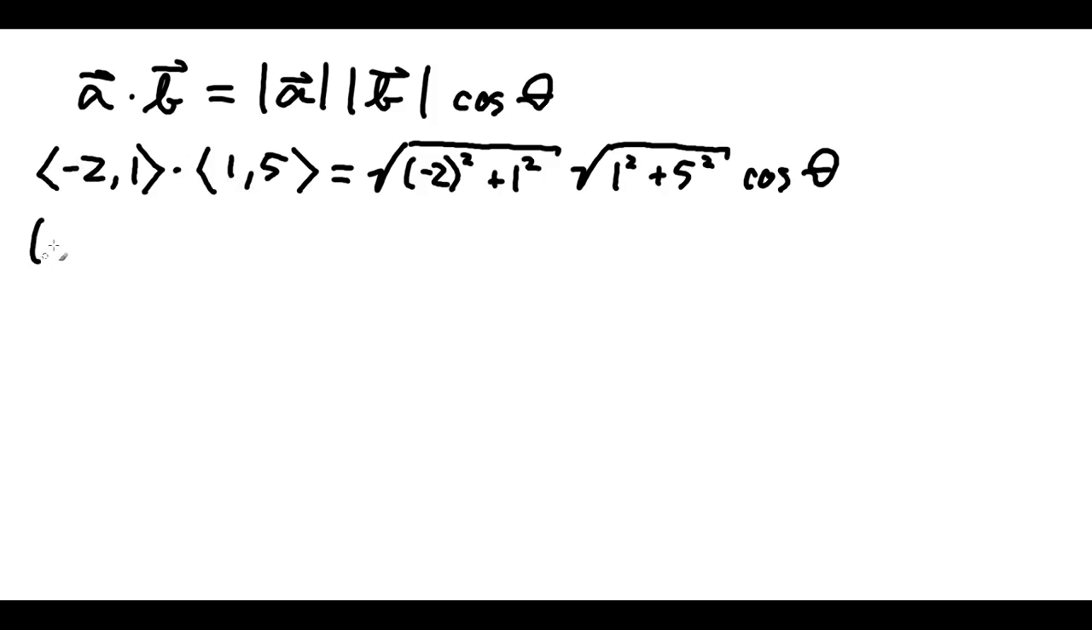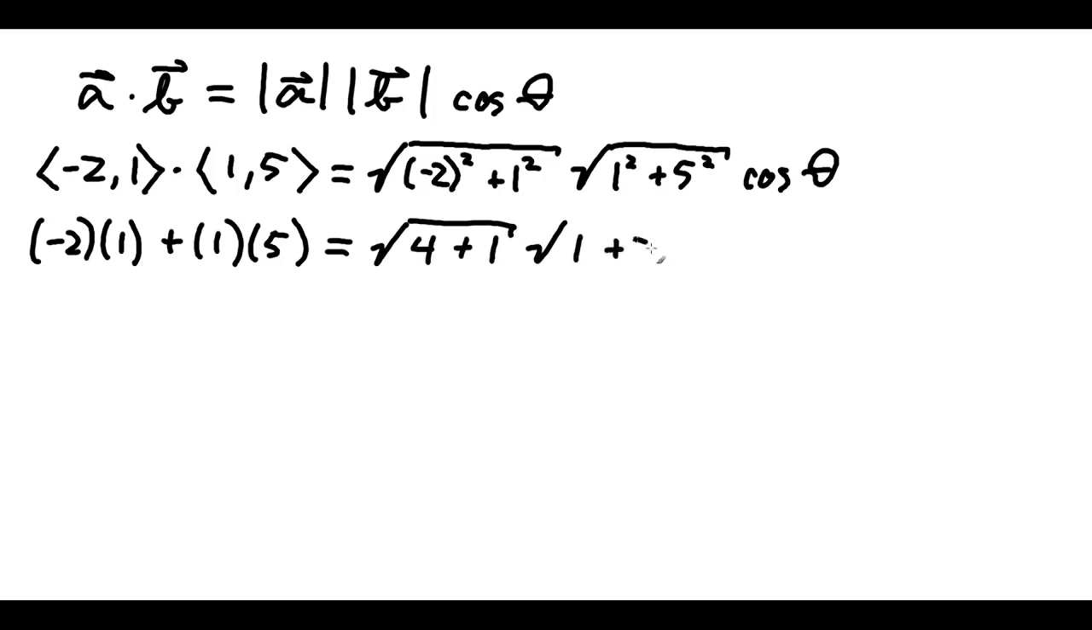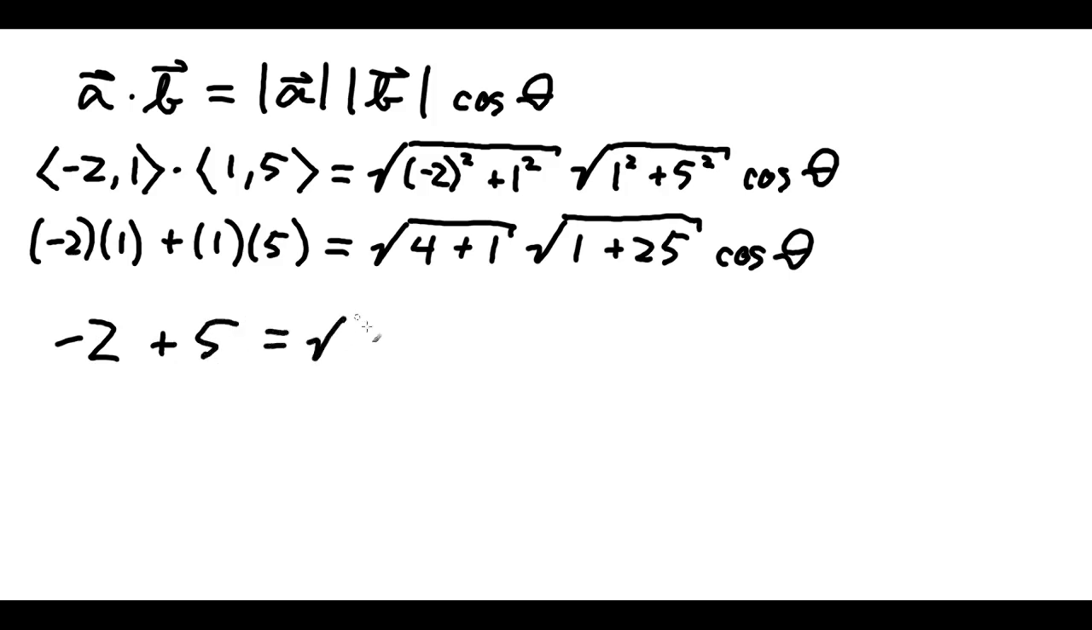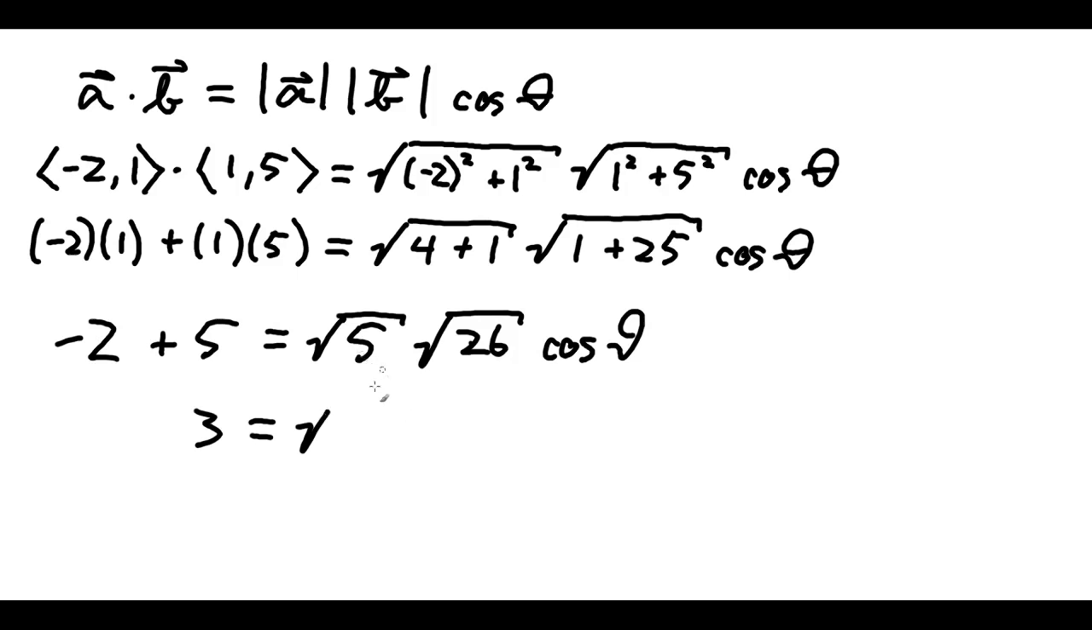Evaluating the dot product, I'll write out every little step here since I think this is the first one of these I've worked through. In practice, once you become practiced with these things, you'd probably skip one or two of these intermediate steps. Remember, we multiply the first components and multiply the second components and add the results. And here we have the square root of 4 plus 1 times the square root of 1 plus 25 times the cosine of theta. So we have negative 2 plus 5 equals the square root of 5 times the square root of 26 times the cosine of theta. Negative 2 plus 5 is 3. 5 times 26 is 130.